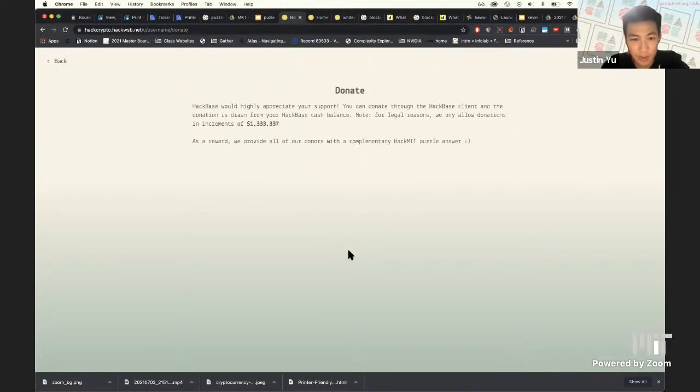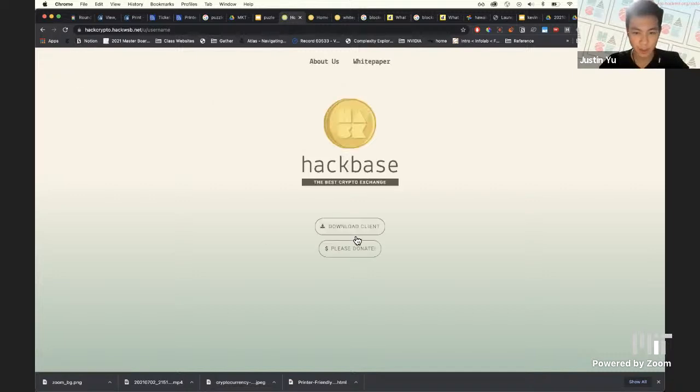And then you'll see there's a donate page. As you can see, if you donate $1 million and 333,000, as a reward they will provide you with a complimentary Hack MIT puzzle answer. So it's pretty clear how you're supposed to get the puzzle, but how do you reach $1 million? Now this last button is the download client. When you click that, it'll download the HackFace client.